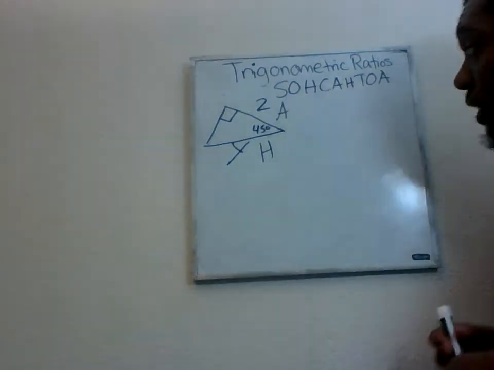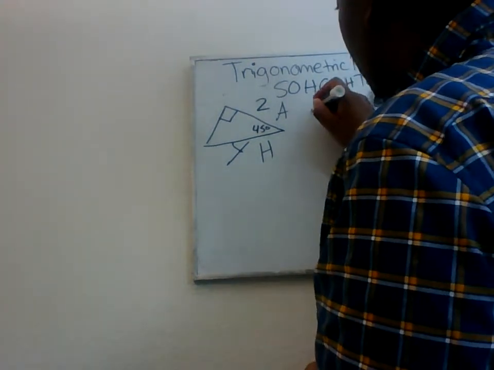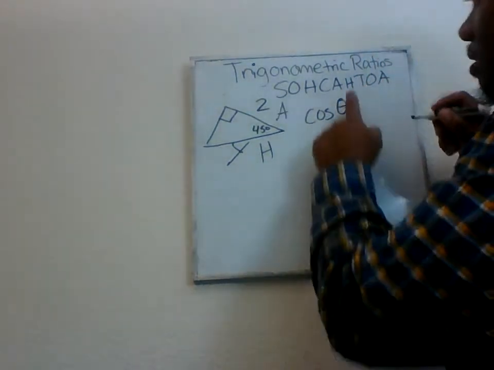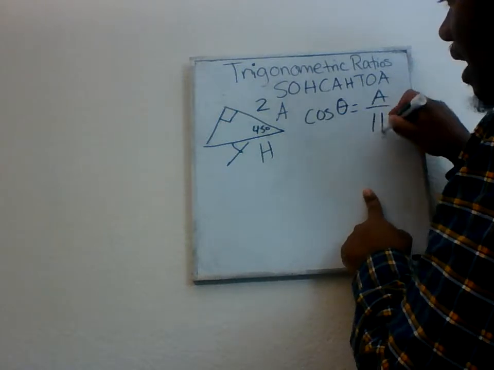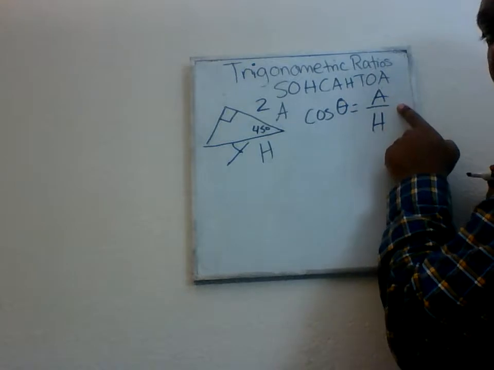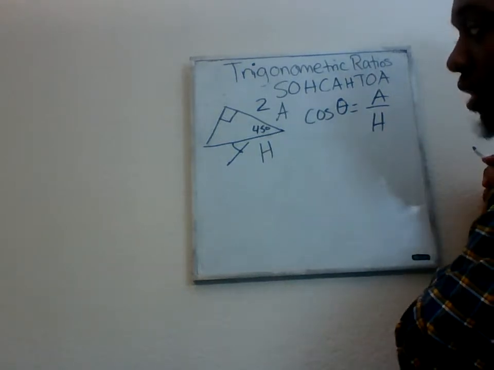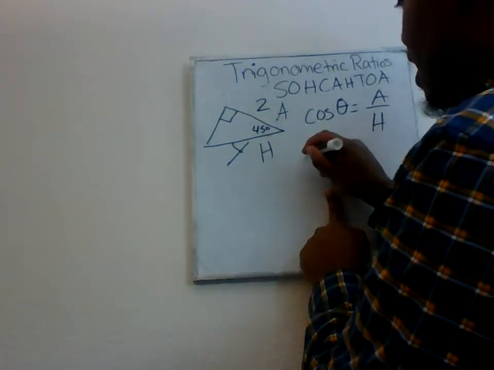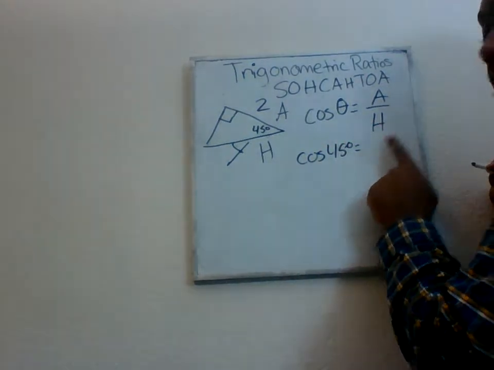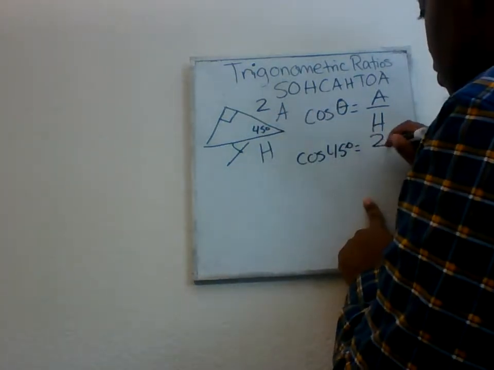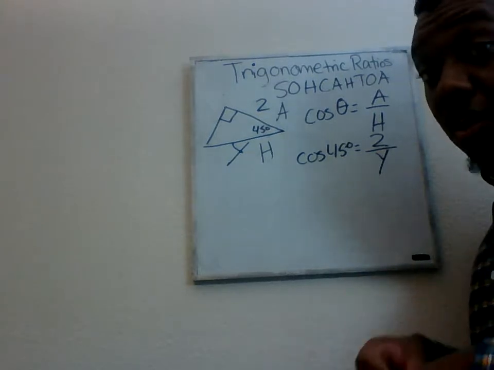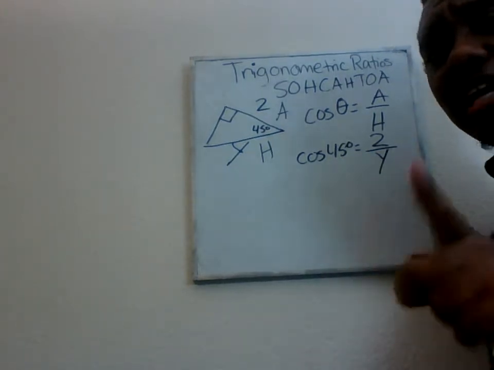So we could take cosine of the angle, and that's going to be equal to the adjacent side divided by the hypotenuse. So cosine of the angle will equal the adjacent side divided by the hypotenuse. Okay, well, great. The angle is 45, so we're looking at cosine of 45 degrees equals the adjacent side, which we know is 2, divided by y, which is the hypotenuse. Okay, that's great. Now, how do you solve for y?